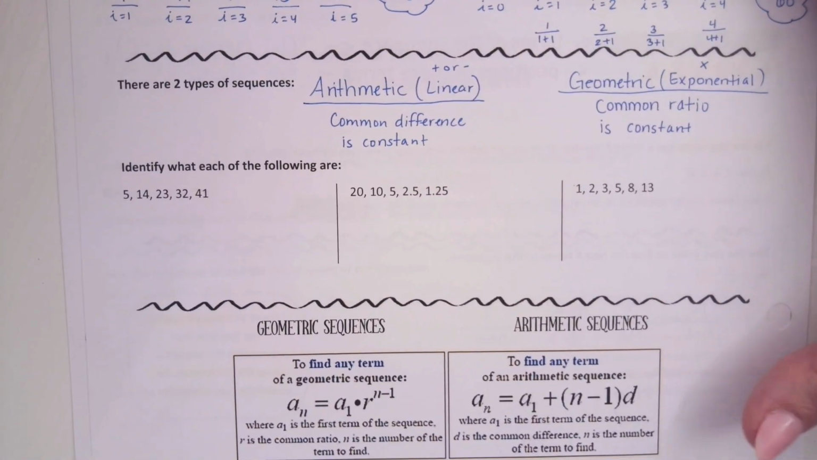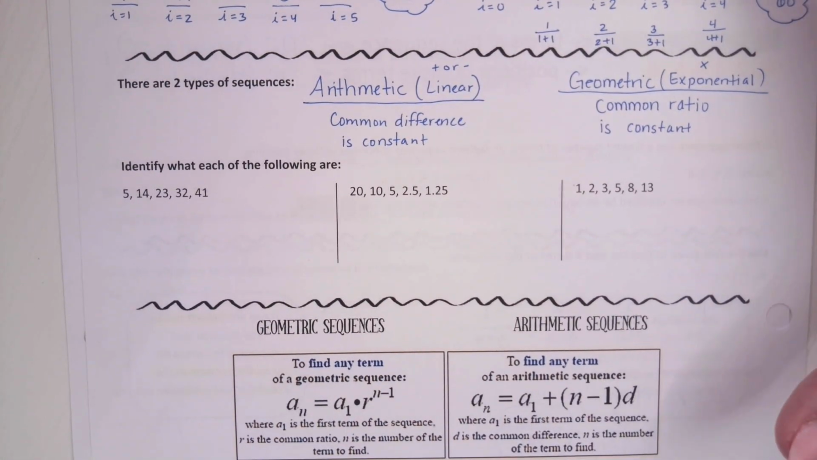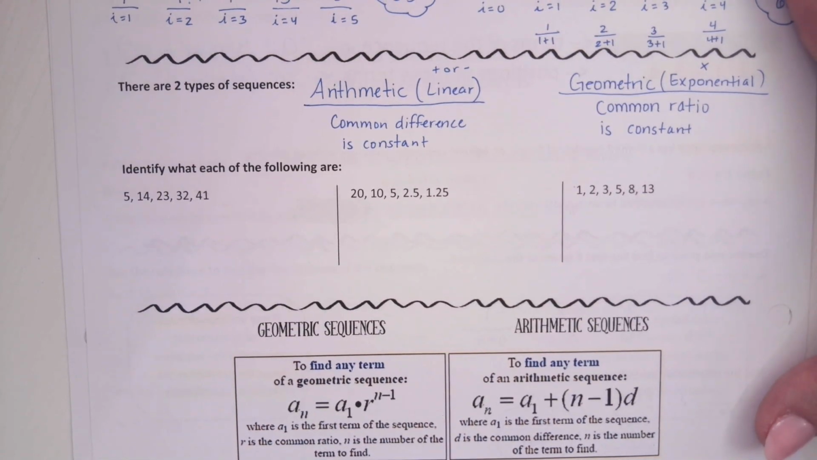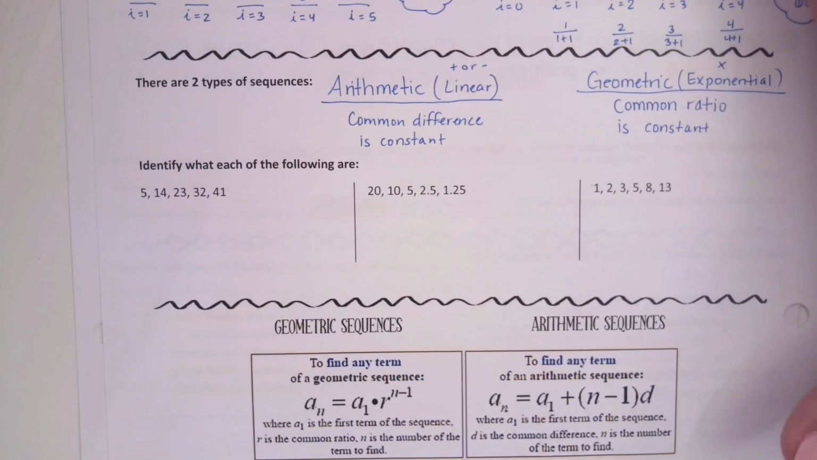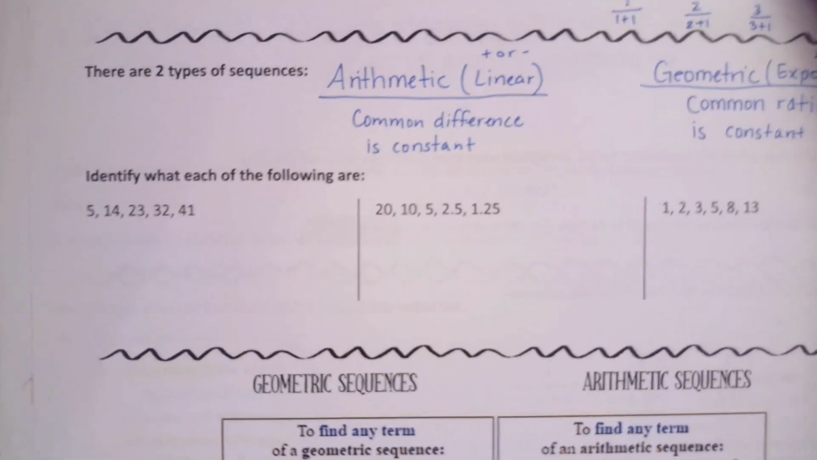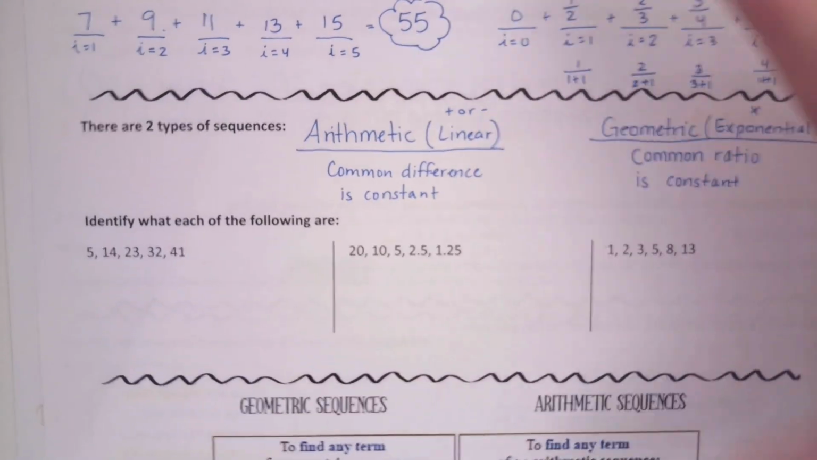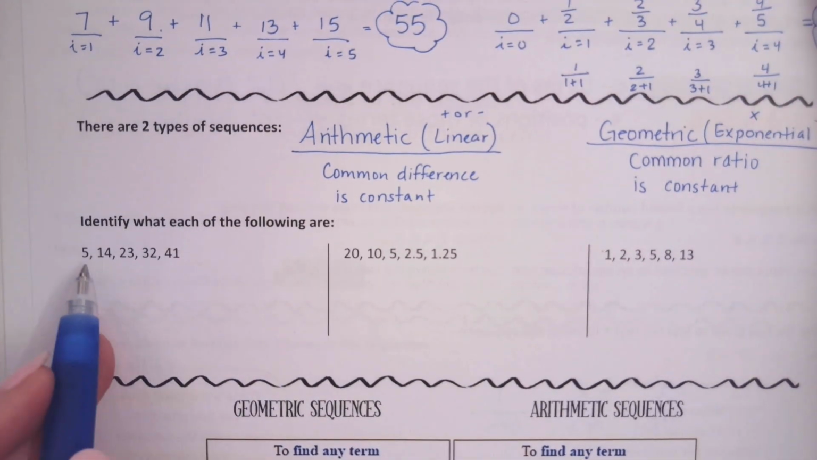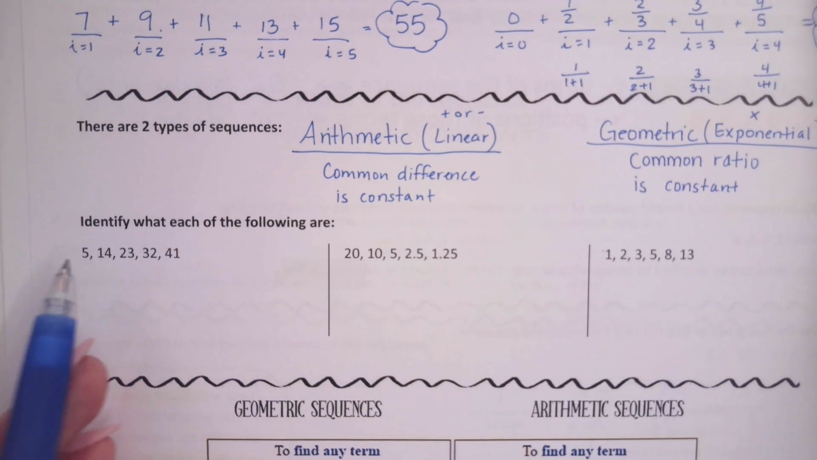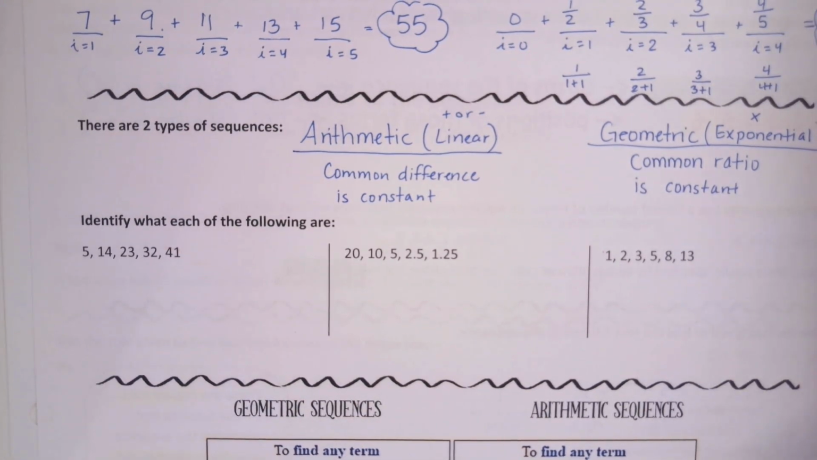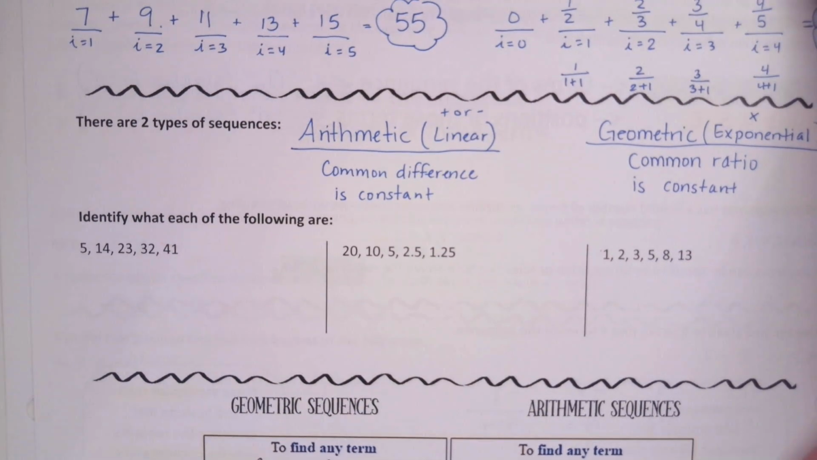So looking at these three here, we're trying to figure out whether they would fall into the arithmetic category or the geometric category. So we're checking to see, is something being added or subtracted each time, or is something being multiplied each time to get from one term to the next, to the next, to the next? For this first one, what are we thinking?